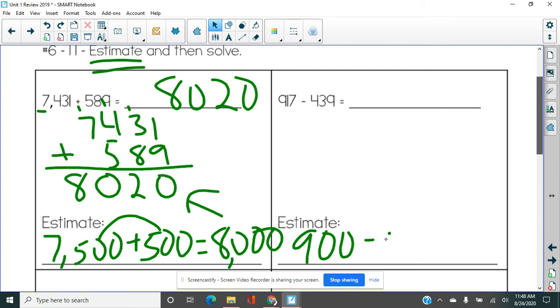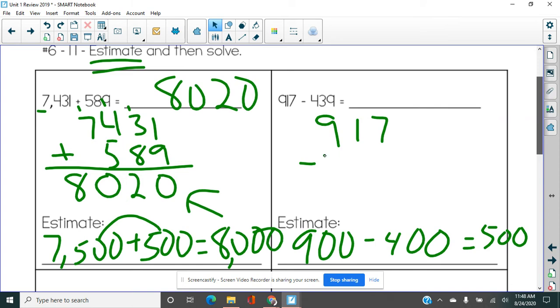439 is closer to 400, so 400 equals 500. So look what I did when I estimated, right? Sometimes we want to just round to the highest place value like we did here. Sometimes we can use our math brains and see some things that are going to go together pretty well, right? 7,500 and 500 went together pretty well. That's why there are so many different ways that people estimate. And if you can explain it and it works for you, you should definitely use that method.